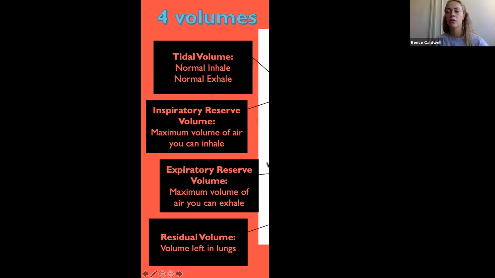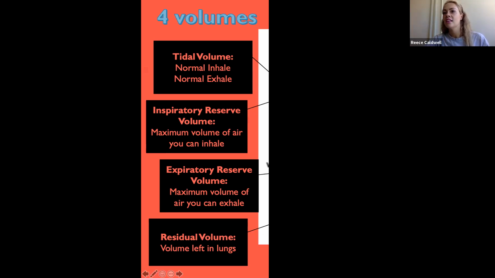So whenever we're looking at spirometry, we'll have 4 volumes and we'll also have 4 capacities. Capacities are looking at more than one of the volumes. Inspiratory capacity is inspiratory reserve volume plus tidal volume. So it's looking at the max air that we can inhale, including tidal volume. A normal breath is tidal volume, and then they tell you to breathe in on top of that.